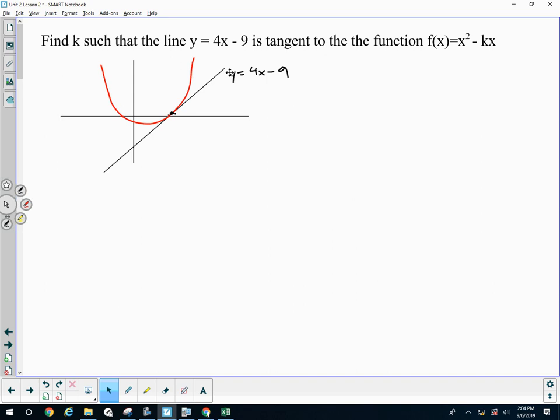Think about it for a second. There are two things that the parabola and the line share. Anybody give me one of the things that they share? They share a point. That means the y-coordinate at some x will equal this y-coordinate at some x. The y's will equal the y's for some x. You can set the two equations equal to each other.